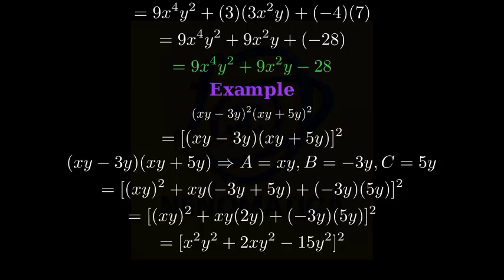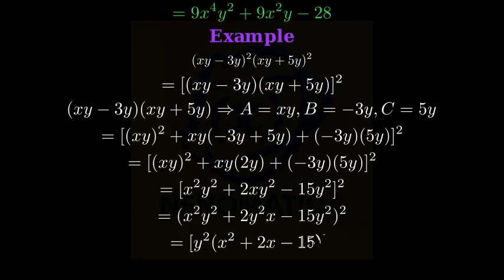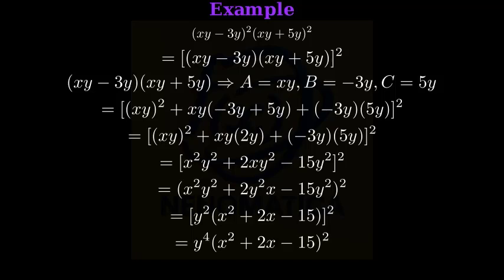Collecting like terms in the inner expression, we get x squared y squared plus 2x y squared minus 15y squared, all squared. We can factor out y squared from each term in the inner expression. This gives us y squared times the quantity x squared plus 2x minus 15, all squared. When we square this expression, we get y to the 4th power times the quantity x squared plus 2x minus 15 squared.